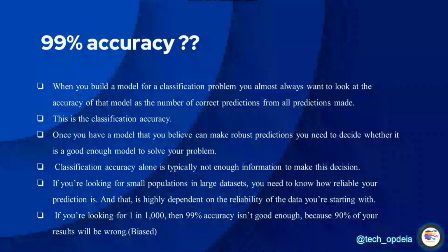So if you are looking for a small population in a large dataset, you need to know how reliable your prediction is. It is highly dependent on the reliability of the data you are starting with. For example, if you are looking for 1 in 1000, then 99% of accuracy is not good enough because 90% of the result will be biased.